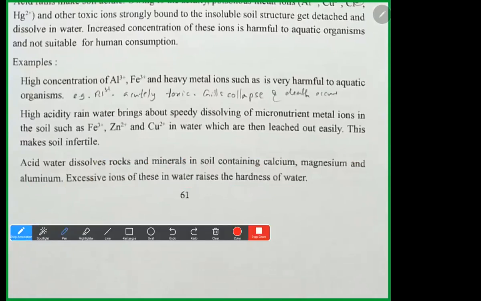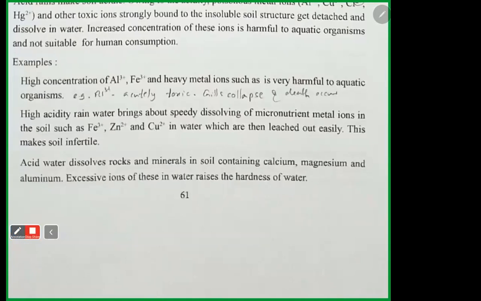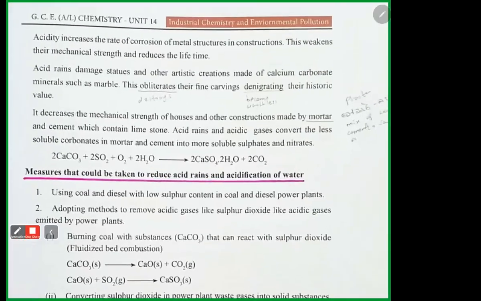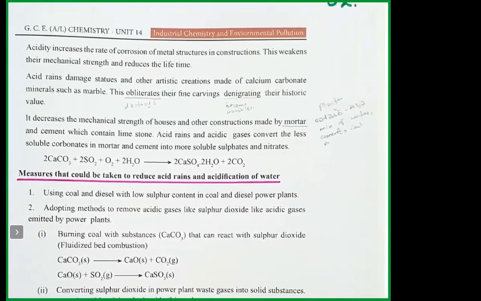High acidity rainwater brings about speedy dissolving of micronutrient metal ions in the soil such as ferric, zinc, and copper, which are then leached out easily. So the soil doesn't have nutrition. This makes soil infertile. Acid water dissolves rocks and minerals in soil containing calcium, magnesium, and aluminium. Excessive ions of these in water raise the hardness of water. You know water hardness makes scum; you cannot dissolve soap in water.